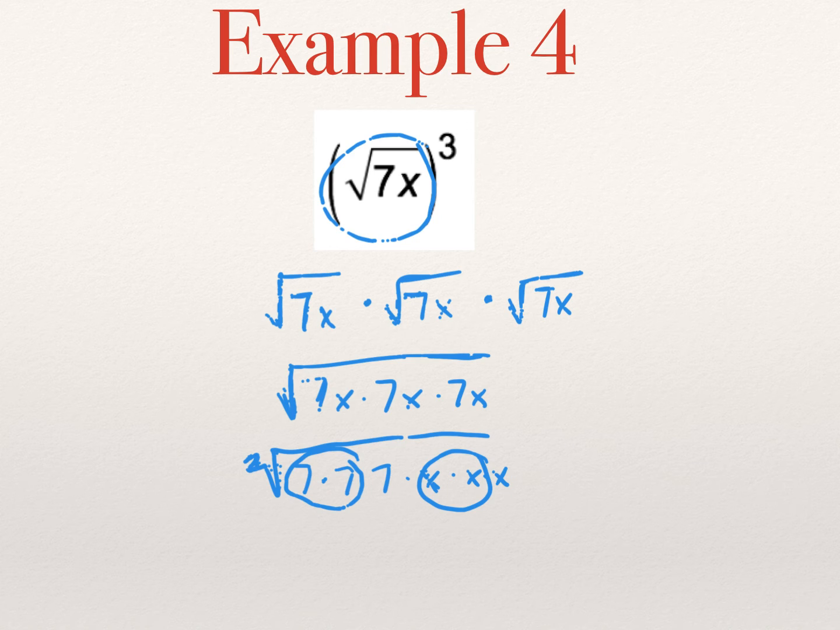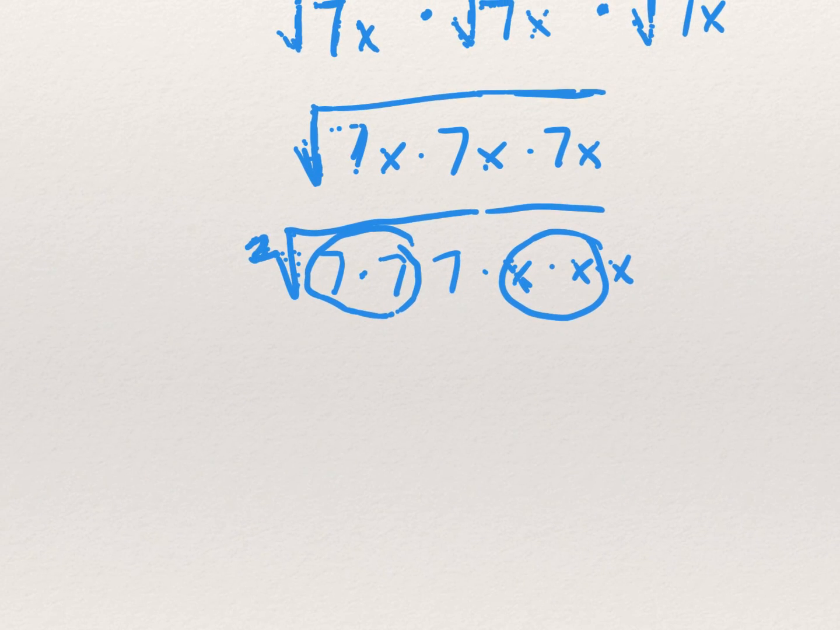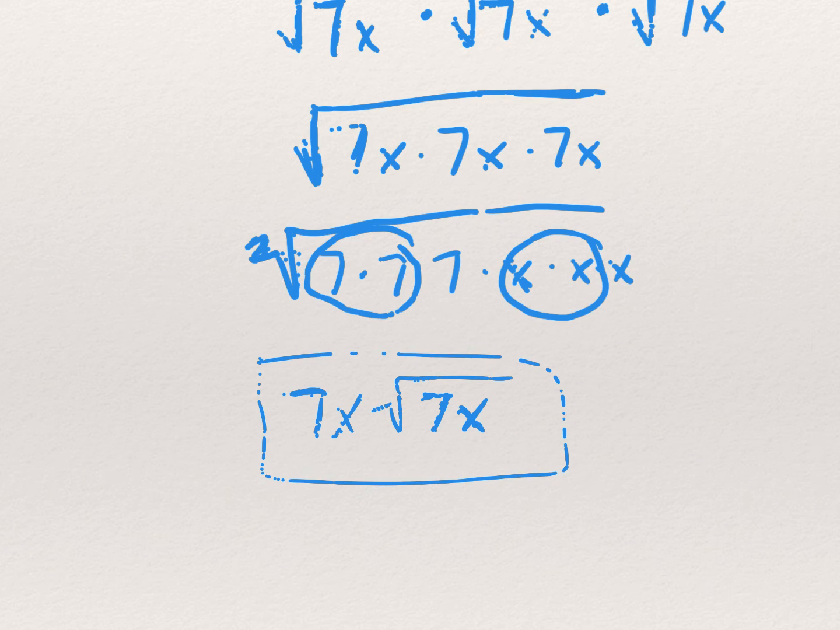What's going to come to the outside? A 7 and an x, so 7x. What stays on the inside? 7x. And that's our answer. So for the circled ones, do we put that on the inside of it? The circled ones go on the outside. So this went to the 7, turned into that 7, and the x turned into that x.